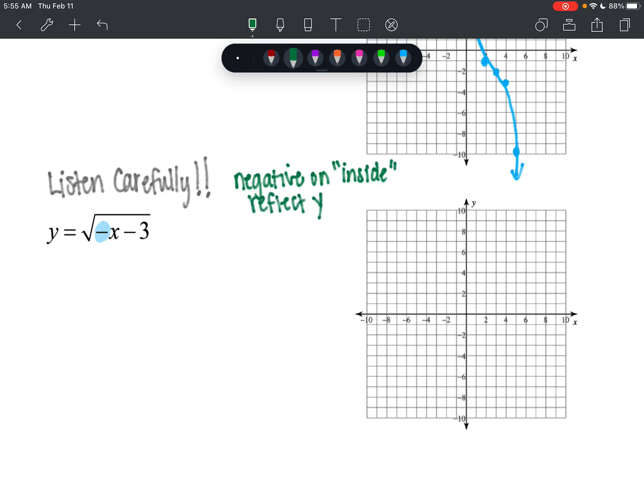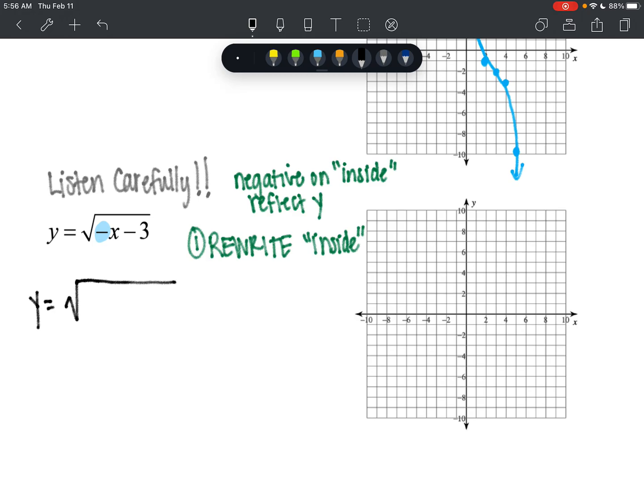But we have to see what we're taking the opposite of on the inside. So it's important to rewrite the inside. And you'll see what I mean by that. Kind of just using my own language here. Y equals the square root of. Well, we know we have the opposite of x, but what was it the opposite of? It was originally the opposite of, if I factor out that negative, x plus 3.